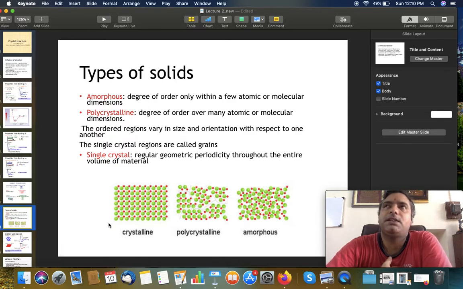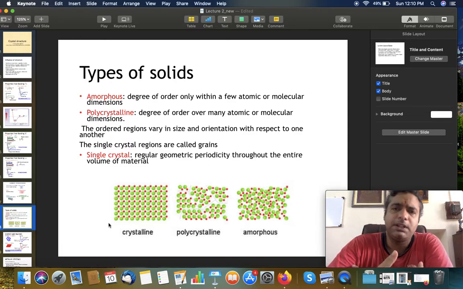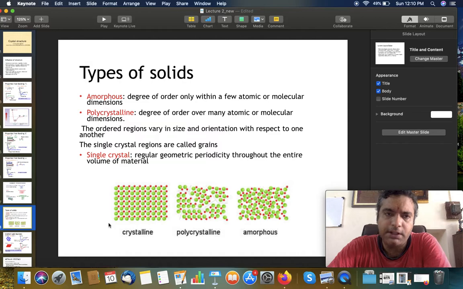Now we see certain types of solids. These are some things which we have seen in high school, but here we are going to see it in a little bit more detail. So what are solids and how are they basically classified? Solids are basically classified into crystalline or polycrystalline or amorphous.